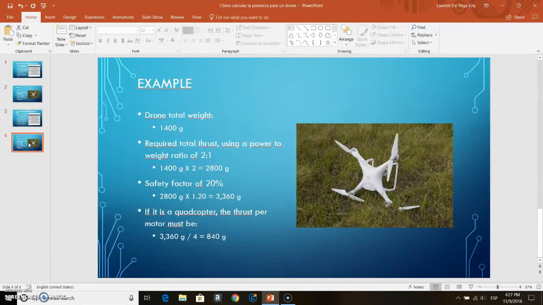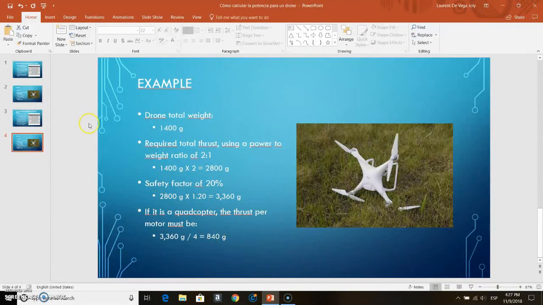So you have your drone, you added all of your weight, and it's about 1,400 grams or 1.4 kilograms. So if you're going to use a power to weight ratio of 2:1, your required total thrust must be 2,800 grams. Now, let's include the safety factor of 20%, and that will give us 3,360 grams. So, if you're planning on using it on a quadcopter, then you have to divide this total by 4, since it's 4 motors that will be powering the quadcopter. If it's a hexacopter, you divide it by 6. So in this case, we're using a quadcopter, and it's 3,360 grams divided by 4.